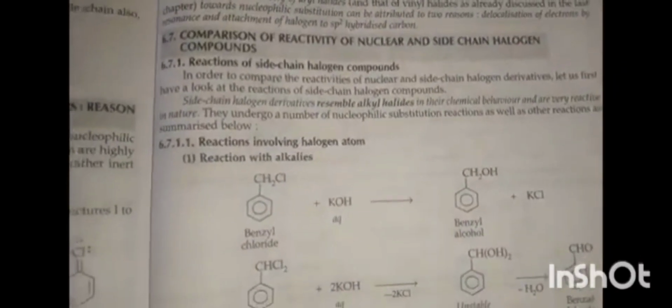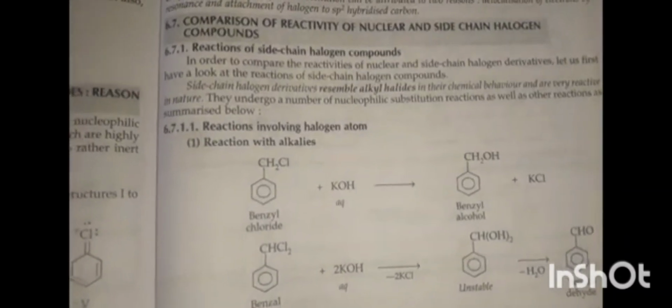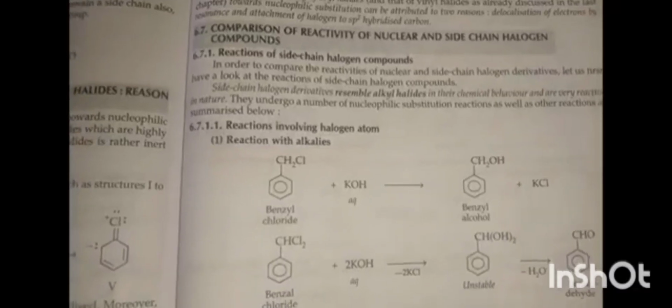Comparison of reactivity of nuclear and side chain halogen compounds. Reaction of side chain halogen compounds. In order to compare the reactivity of nuclear and side chain halogen derivatives, let us first have a look at the reactions of side chain halogen compounds. Side chain halogen derivatives resemble alkyl halides in their chemical behavior and are very reactive in nature. They undergo a number of nucleophilic substitution reactions as well as others, as summarized below.